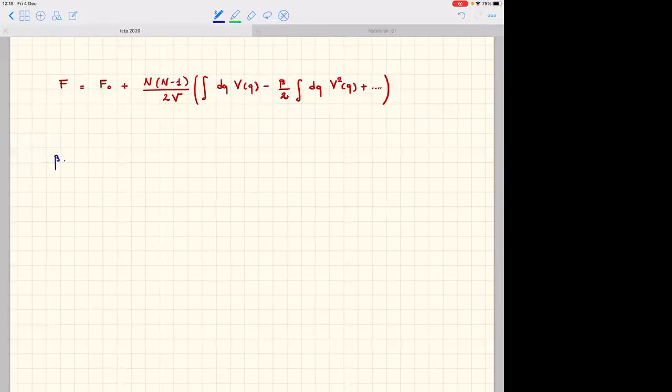I invite you to think about this generalization if you want to try, for example, to see what happens for the third order. You will find the following, that this is equal to minus N times N minus 1 divided by 2, and then you have the sum over n from 1 to plus infinity. This is, I'm resumming the entire cumulant expansion, of minus beta to the n over n factorial, that's the integral dq over V, of v^n of q.